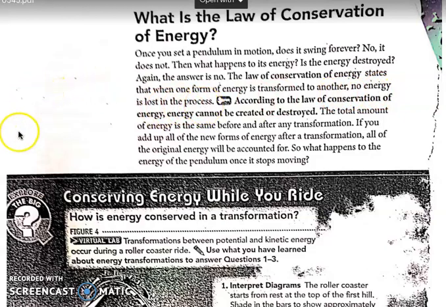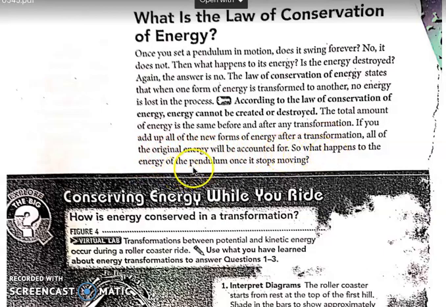So if we go from kinetic to potential, it should be the same energy, the same amount. And then if we go back from potential to kinetic, it's the same amount of energy. According to the law of conservation of energy, energy cannot be created or destroyed. The total amount of energy is the same before and after any transformation. If you add up all the new forms of energy after a transformation, all of the original energy will be accounted for, it will be there.